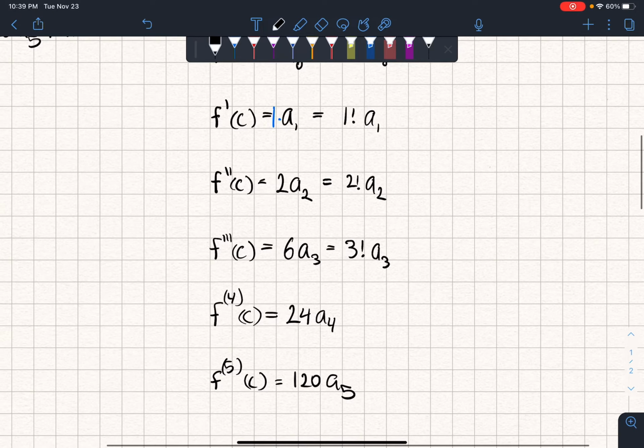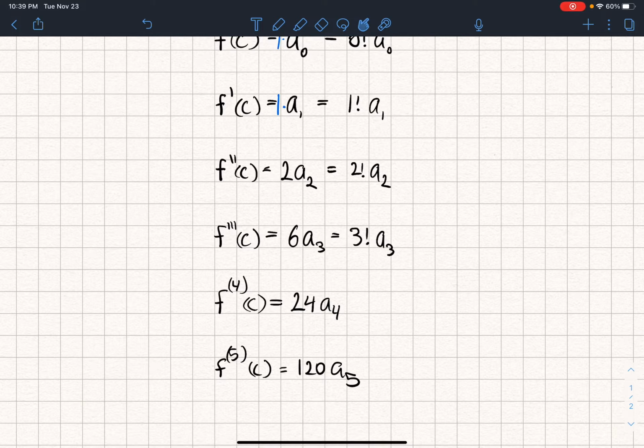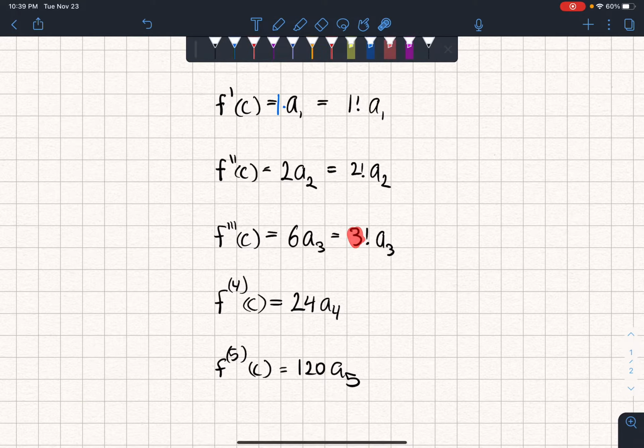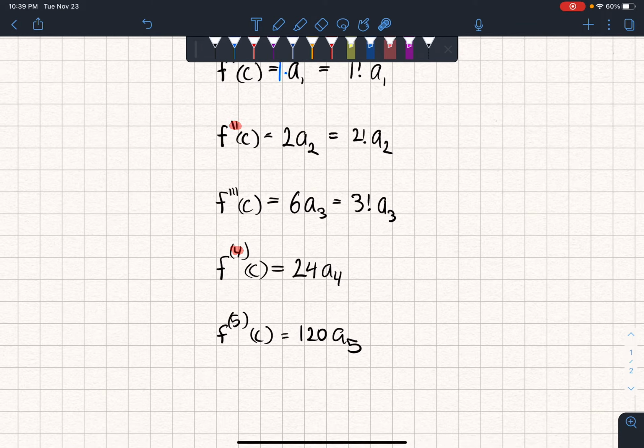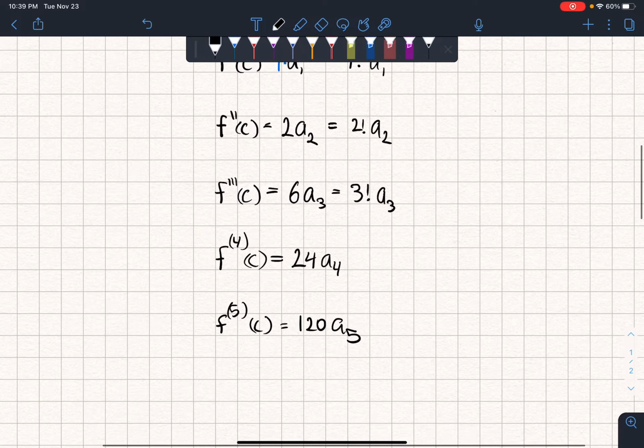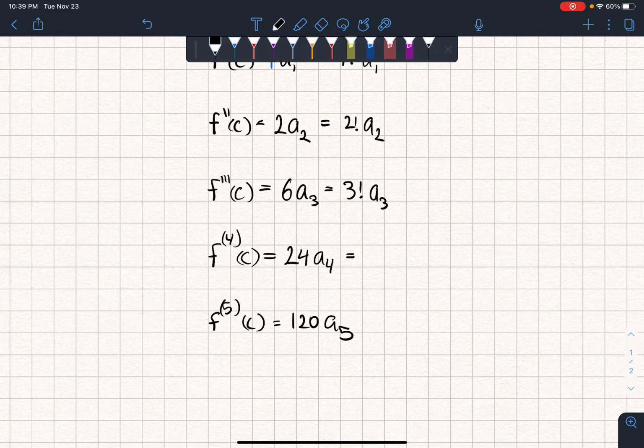And here we start seeing the pattern. This 3 factorial here is the third derivative. 2 factorial here is the second derivative. So for the fourth derivative, we should get a 4 factorial. And 24 is 4 factorial, right? We have 4 times 3, which is 12, 12 times 2, which is 24, times 1. So this can be rewritten as 4 factorial a sub 4, and then 120 is 5 factorial. So 5 factorial a sub 5.